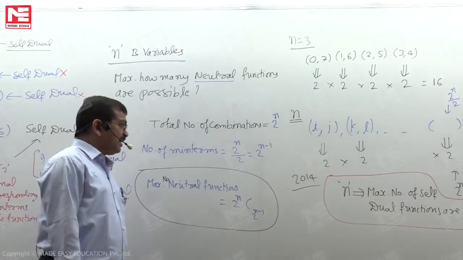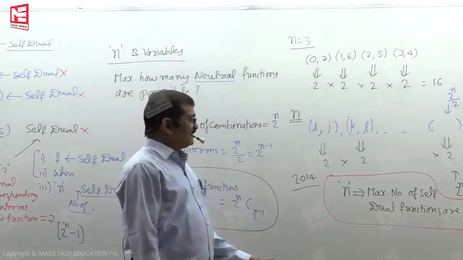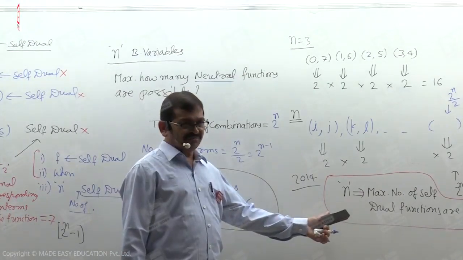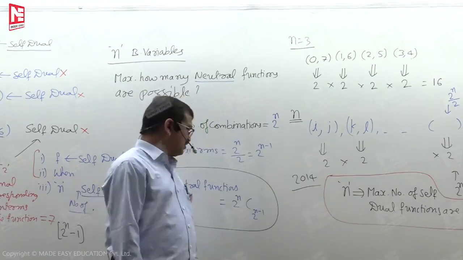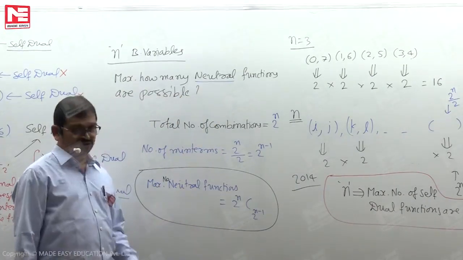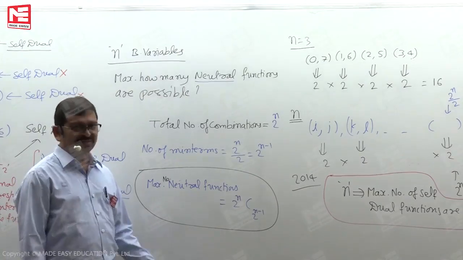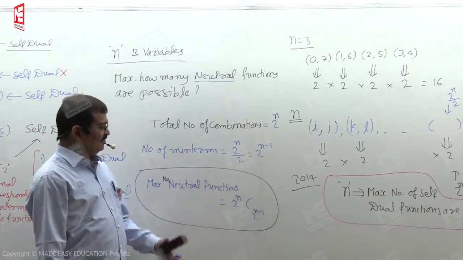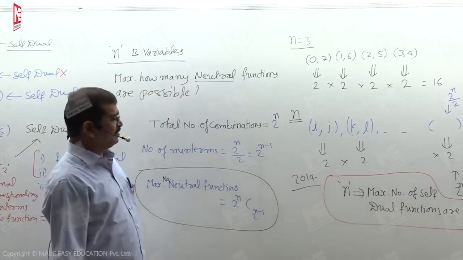Based on this, the number of self-real functions is a subset of the number of neutral functions. It is a subset of the number of neutral functions. With numerical values, let us check.